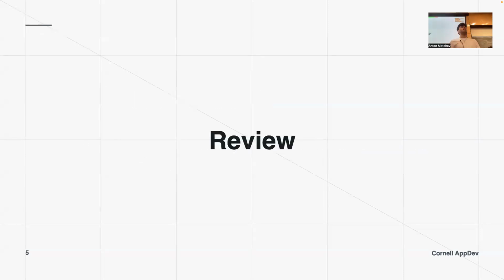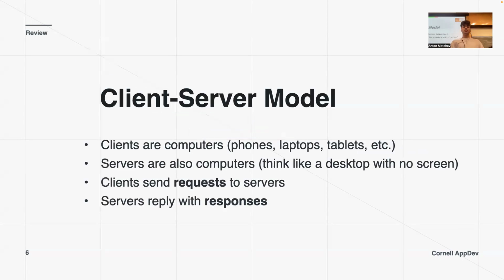Now let's get into the actual review of last week. As I said before, today we're going to be covering databases. Last week we covered the actual routes, which is what you implemented in PA1. Just to go over it a little bit, we touched upon the client-server model. Basically, a client is any phone, laptop, or computer that you're interacting with the web with. And the servers are the other side of that, the desktops with no screen, so to speak.